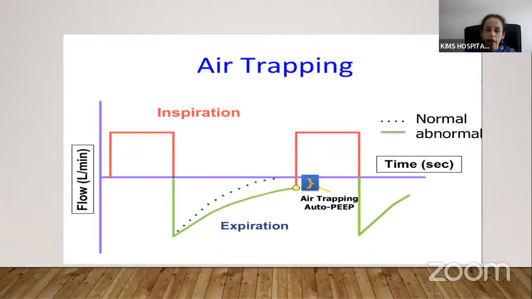So how will air trapping look? In the expiration phase, the scalar has not come to touch the baseline. It is still here, but the E time is over, and then the ventilator is going into the next cycle of inflation, which is leading to air trapping or auto PEEP. So, if you see this type of scalar, you should realize that there is air trapping or auto PEEP.